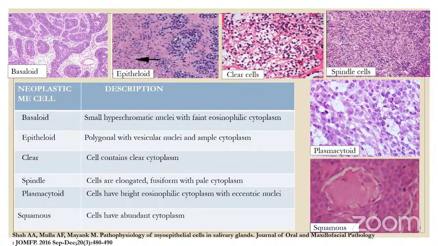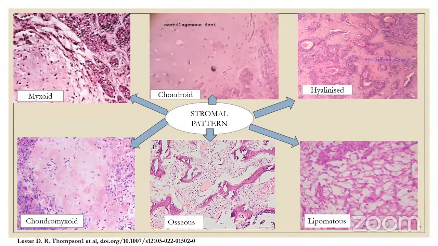When these myoepithelial cells become neoplastic, they can show several morphological variants like basaloid, epithelioid, clear cells, spindle cells, plasmacytoid, and squamous differentiation. Neoplastic myoepithelial cells give rise to different stroma due to their various secretions like myxoid stroma, chondroid, hyalinized, lipomatous, osseous, chondromyxoid, and fibrous. So the whole story changes when myoepithelial cells enter the ball of pleomorphic adenoma.